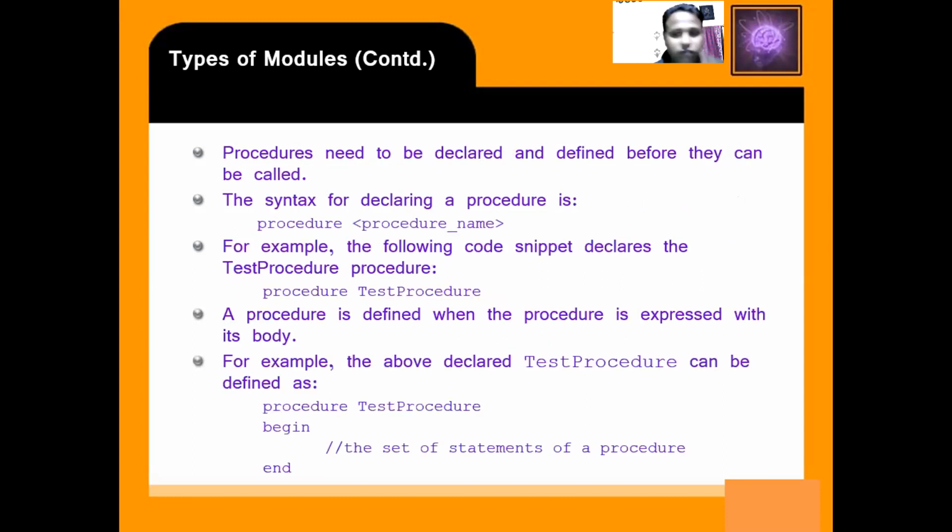For defining a procedure in a program, first you write the keyword procedure, then the procedure name. Here we give an example for defining a procedure. The procedure keyword is used, then the procedure name is TestProcedure. Then we use the begin and end block here.